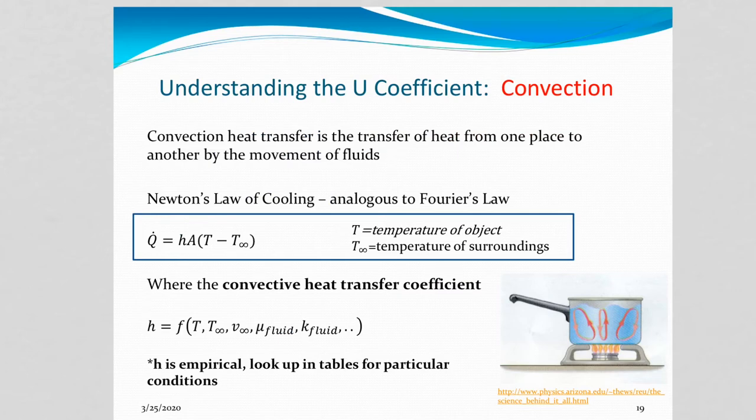Now convection. Convection is the transfer of heat from one place to another by the movement of fluid, the displacement of the mass. You can see it in the pan. And here is a formula for the heat transfer. Here's the same Q. You can see that equation here where T is the temperature of the object, here it would be water, and T infinity is the surroundings, the air around.